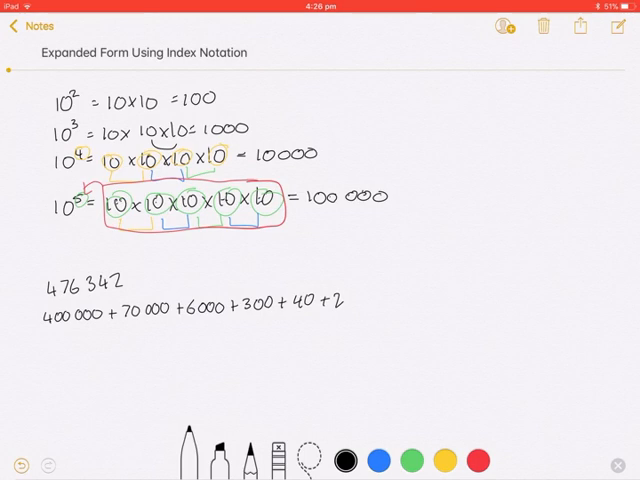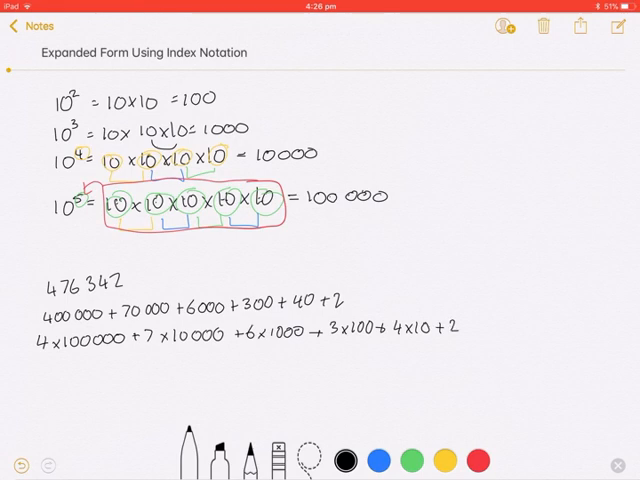Now, if I'm going to write that still in standard partitioning, but with my multiplication in there, it'd be 4 lots of 100,000 plus 7 lots of 10,000 plus, oh, I missed the 6, plus 6 lots of 1,000 plus 3 lots of 100 plus 4 lots of 10 plus 2 times 1, I guess.